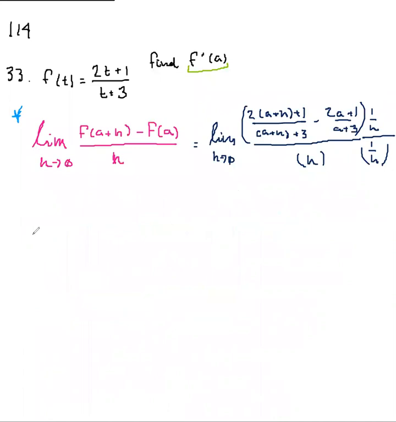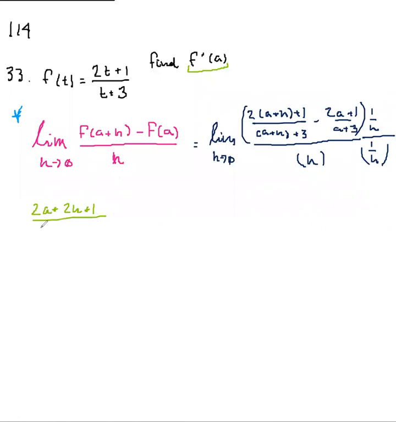You said, so what did you end up doing? Sorry, I'm just going to unmute. Yeah, go ahead, I can hear you. So right here, just distribute the 2 to 2a plus h plus 1.